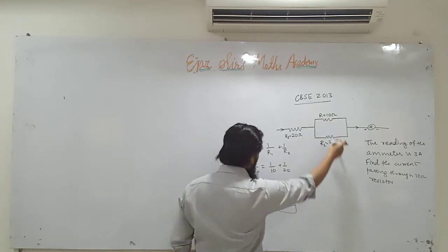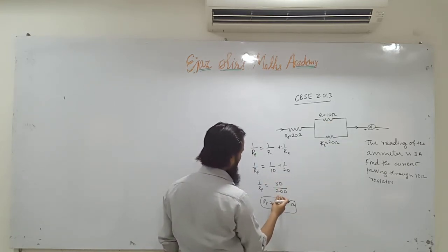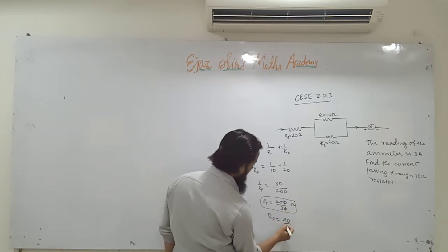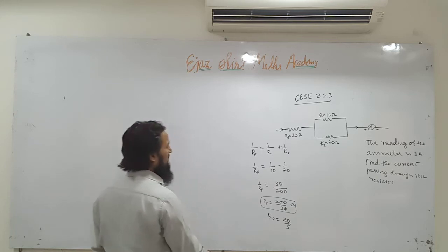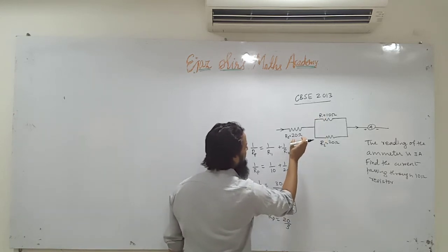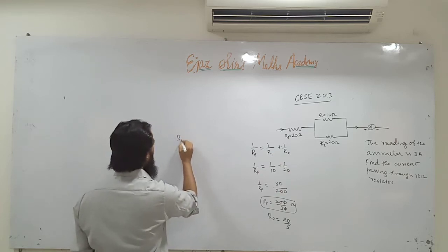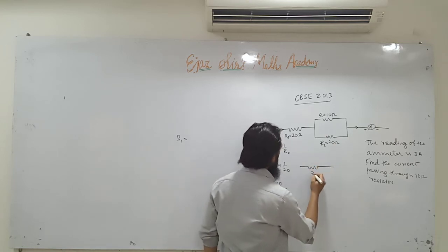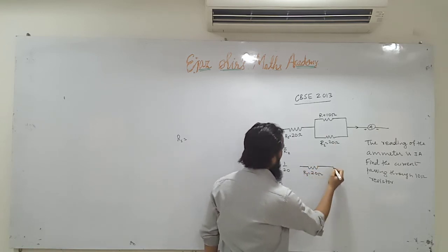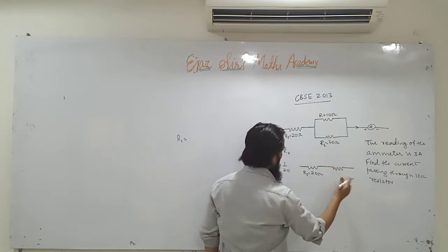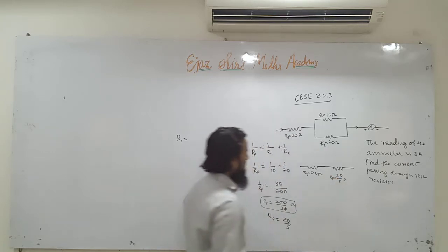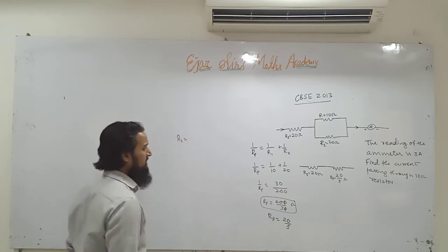Now these two, 10 and 20, give us 200 by 30. So Rp is equal to 20 by 3. Now these two become 20 by 3 and this is 20 ohms. These two resistors connected together give us, the diagram will be like this. This is 20 ohm R3, and R1 and R2 together will give us 20 by 3 ohm resistance, and we will give the name RP to it because both are in parallel and their resultant value is 20 by 3.